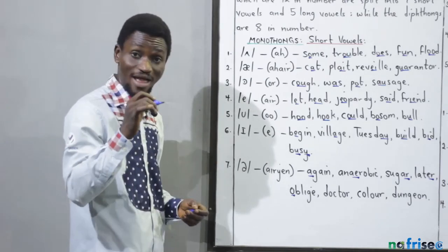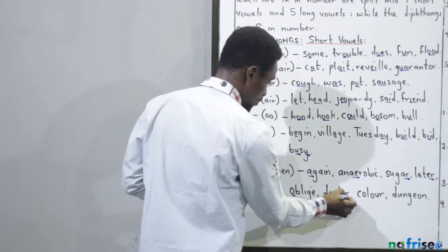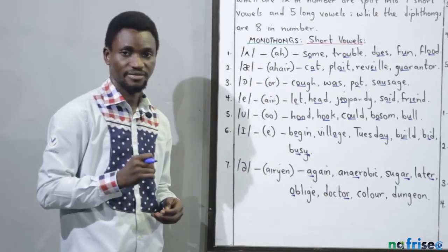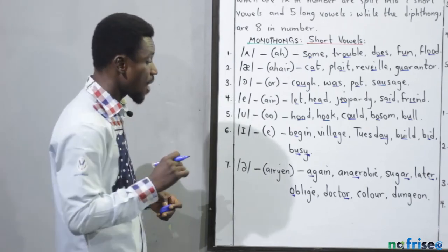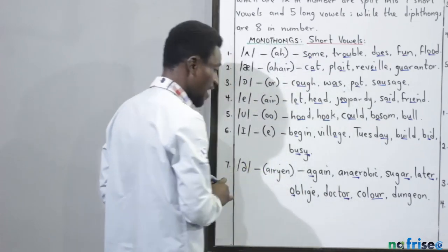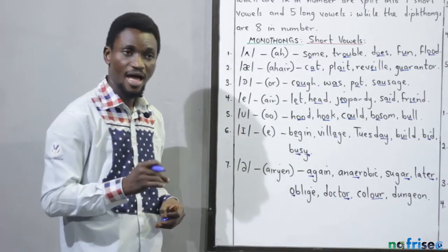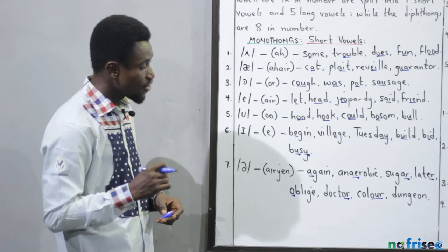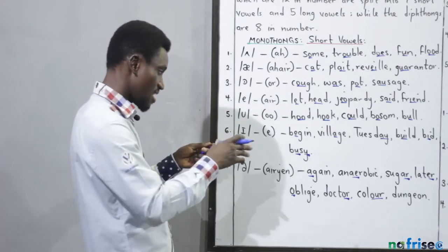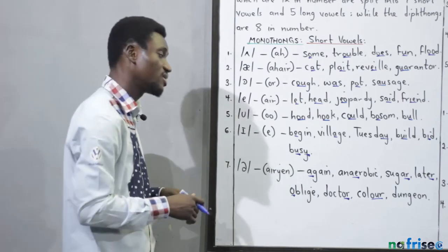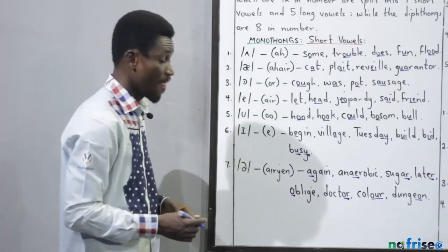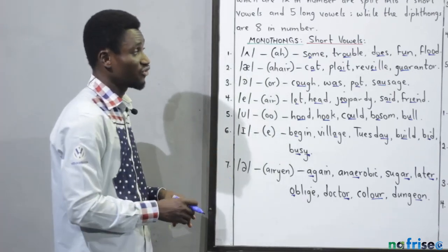Then we have OR ending the word. When you have OR ending the word, it produces the schwa sound. Doctor. Then when you have OUR ending a word, it produces the schwa sound. Color. And when you have EO in a word, especially in a two-syllable word where it's on the second syllable, dungeon. So that's everything concerning the short vowel sounds.